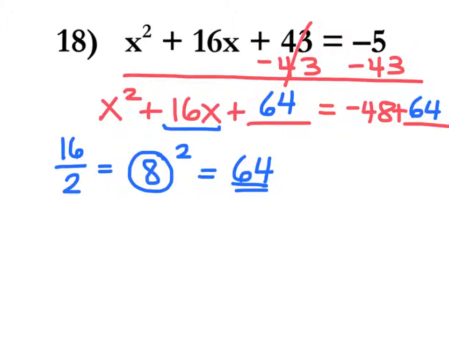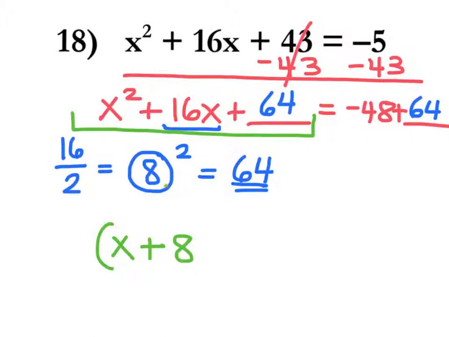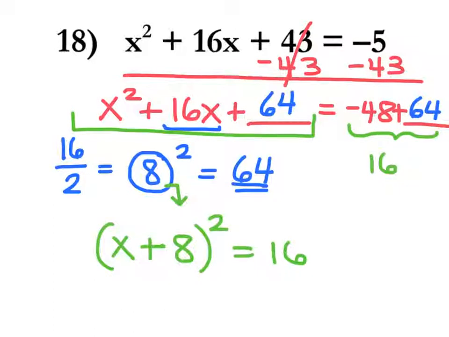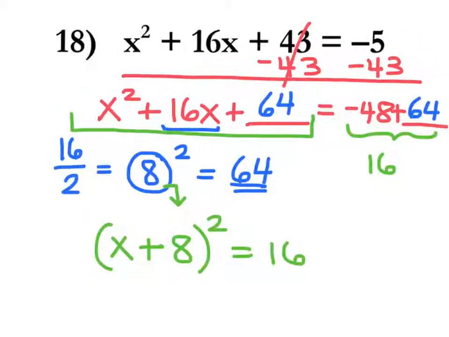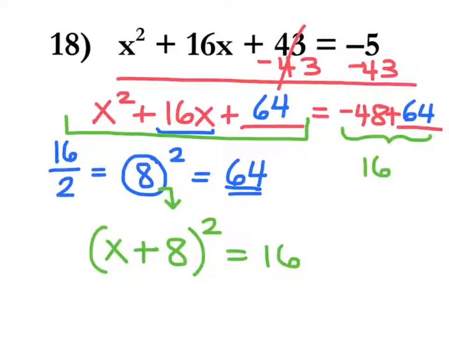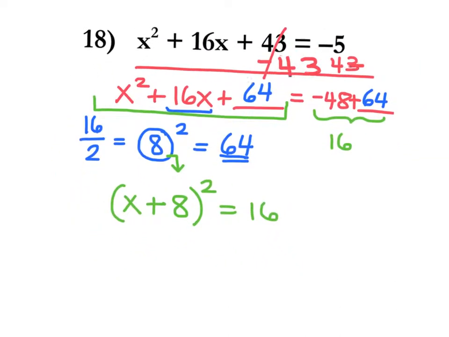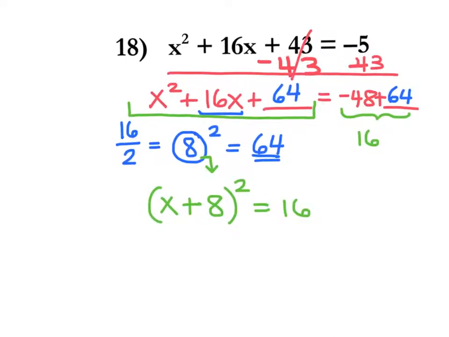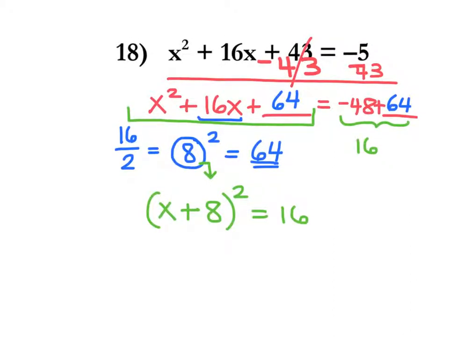So now I need to simplify the left side and the right side. Guys, simplifying the left side is rewriting this trinomial. It's now a perfect square trinomial. So I write it as a perfect square. X plus, this is where the 8 goes, quantity squared equals negative 48 plus 64 is positive 16. Okay, now from here, I'm going to solve. Alright, the numbers are a little off. There we go. So now I'm going to solve, guys.